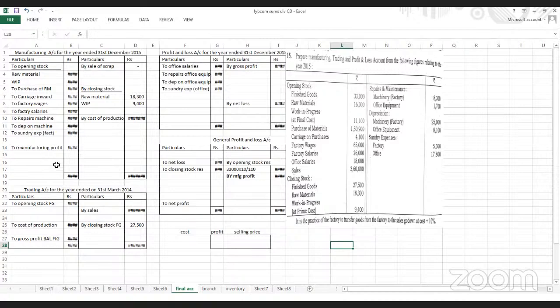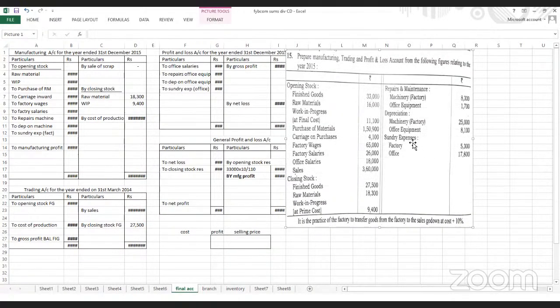First will be raw material. You can see in the question on the right hand side, in the trial balance. There is written opening stock. Under that, you have 3 types of stock shown: finished goods, raw material, and WIP. So, for final accounts at your level, the stock is divided into 3 parts: raw material, work in progress, and finished goods.